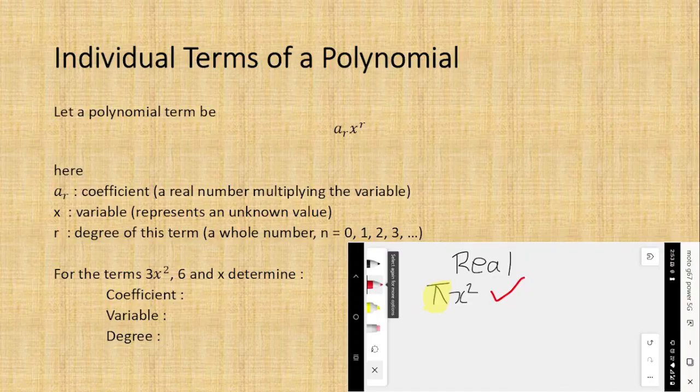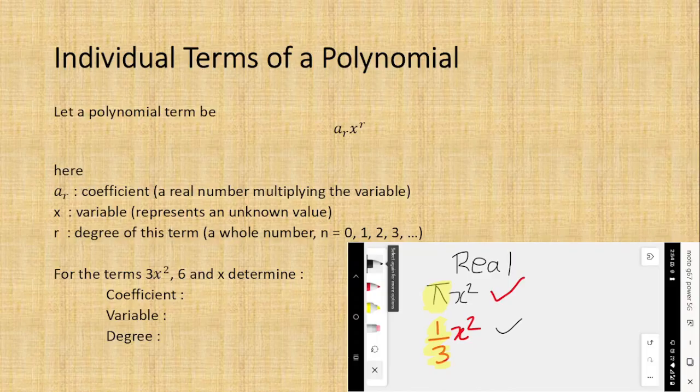Another example could be 1 by 3 x squared. Here, what is the coefficient? It is this 1 by 3. Is 1 by 3 valid? Yes, of course. 1 by 3 is a rational number, so it's definitely valid. So this is a perfectly valid example as well.